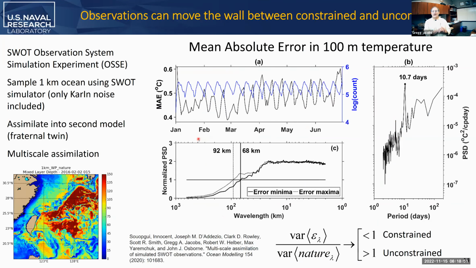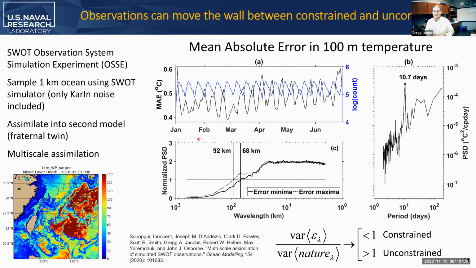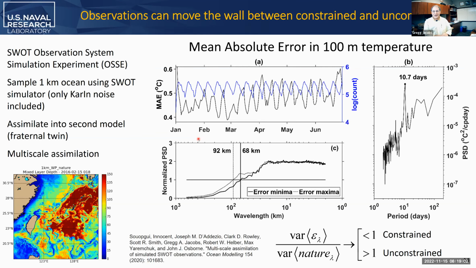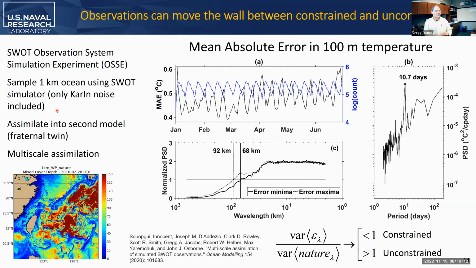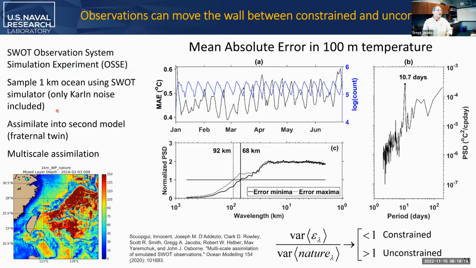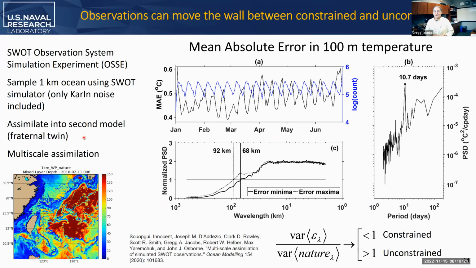Great. Another quick example, since December 12th is coming up and SWOT is due to launch, here's a little observing system simulation experiment of SWOT. We set up a 1 kilometer nature run, sampled it with the SWOT simulator, and here we're including only the Karin instrument noise. There's some other systematic noise sources we did not include. Those were assimilated into a similar numerical model, so this is a fraternal twin experiment.